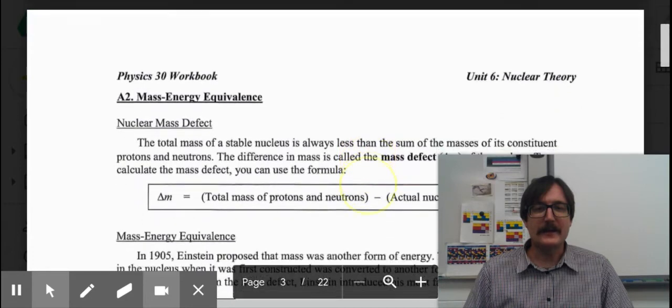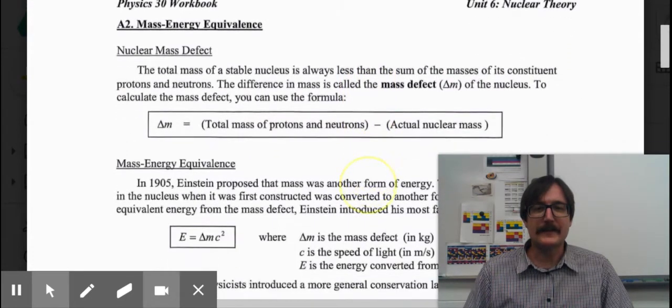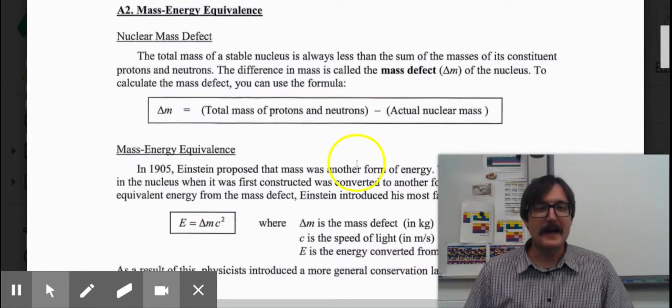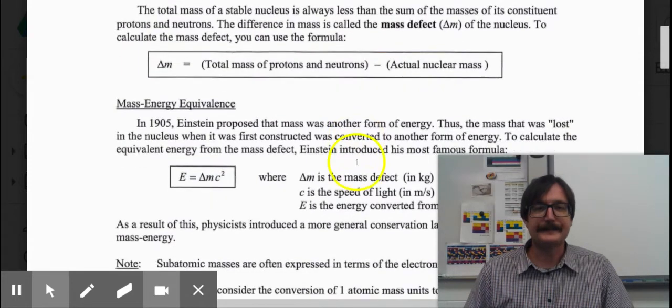Okay, mass energy equivalence, nuclear mass defect. The total mass of a stable nucleus is always less than the sum of the masses of its constituent protons and neutrons. The difference in mass is called the mass defect, delta M, of the nucleus. To calculate the mass defect, you can use this formula here. Delta M is the total mass of protons and neutrons, subtract the actual nuclear mass.